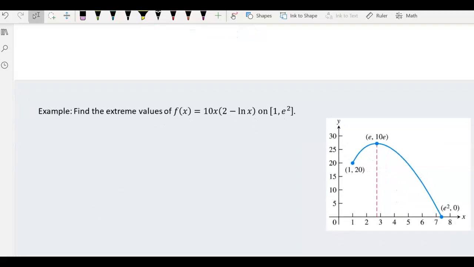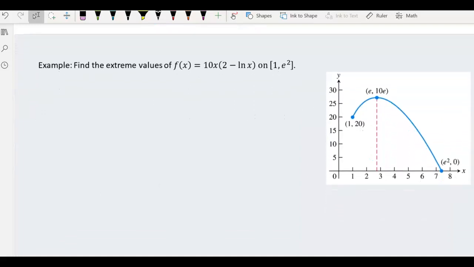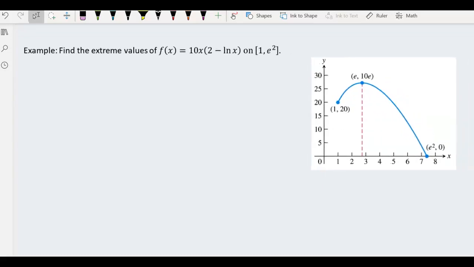All right, so let's do a couple of examples. So we have a function. You can see the graph here, so we can see the answers that we're working towards. We have a function and we want to find the extreme values on a particular interval between 0 and e squared. We know that we're going to test the endpoints, but we also have to test any critical values, which is where the derivative is equal to 0.